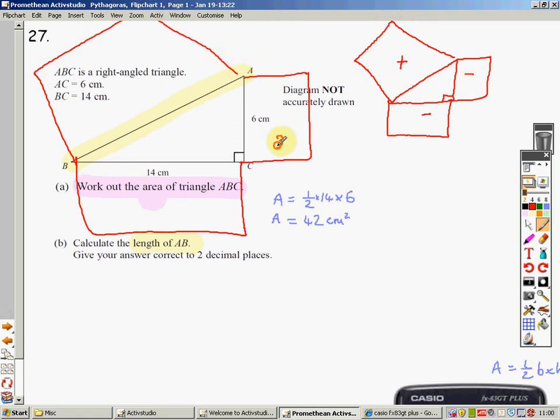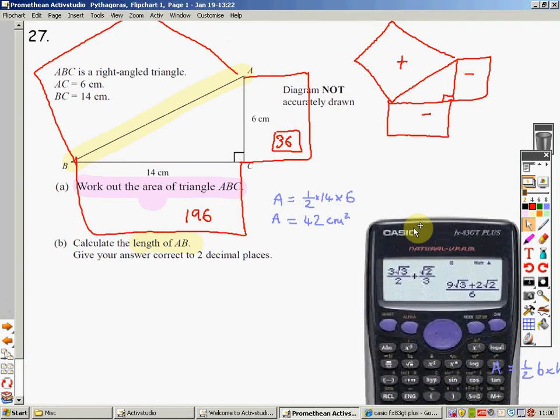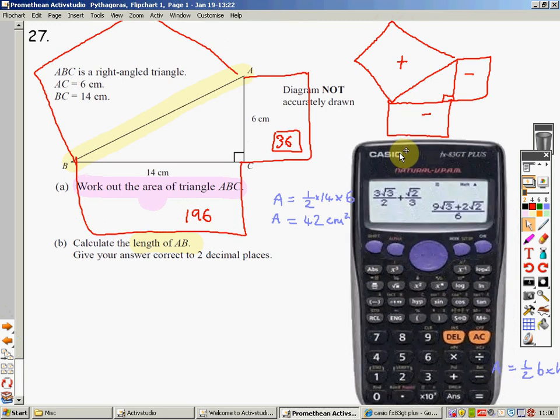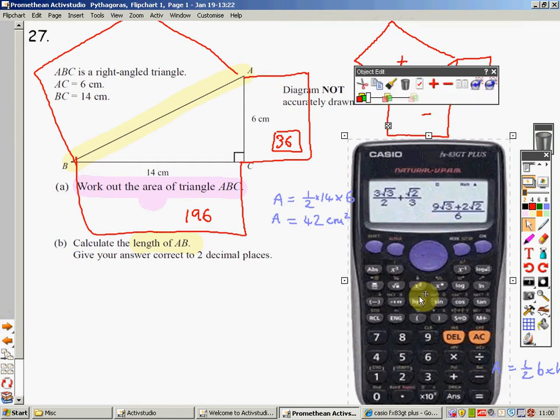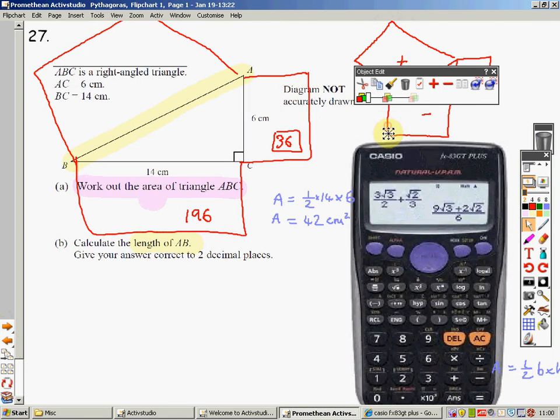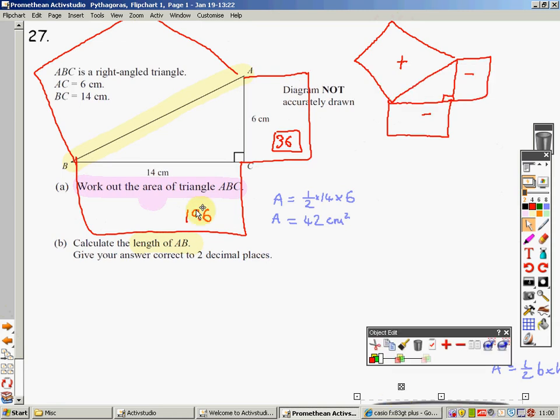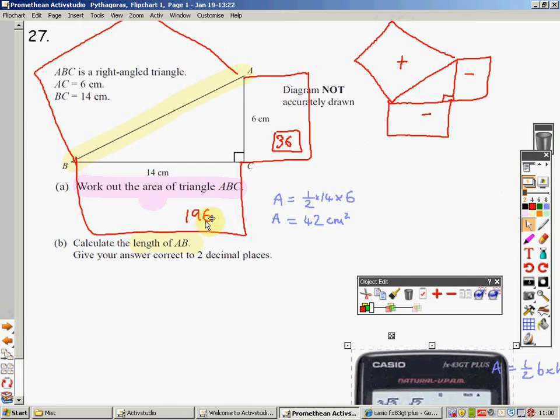6 squared is 36. Draw a square around it so you know that was a square number. 14 squared is 196. Now, if you haven't got your calculator, you're going to find that difficult. You should know 14 squared. This is the calculator we expect you to use. You're going to have to ignore what's on the screen here. I would have typed 14, and then hit the x squared button. It's that button there, and it would have given me 196. That's how I get my 14 squared is 196.